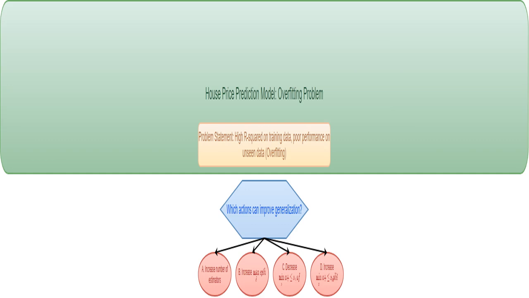We're tackling a common machine learning challenge: overfitting. Our model, an ExtraTreesRegressor, performs great on the training data, high R-squared, but poorly on new, unseen data. This means it's memorized the training data too well, rather than learning the underlying patterns. I'll help you understand how to fix this.